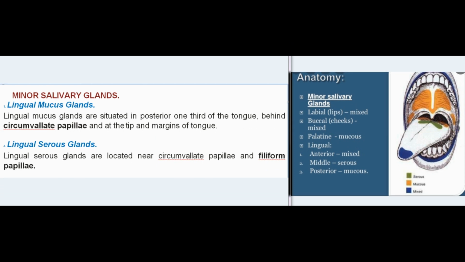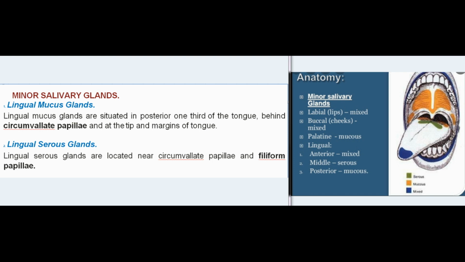It drains the anterior part of the gland and opens on caruncula sublingualis near the opening of submaxillary duct. Minor salivary glands. Lingual mucous glands. Lingual mucous glands are situated in posterior 1/3 of the tongue, behind circumvallate papillae and at the tip and margins of tongue. Lingual serous glands.